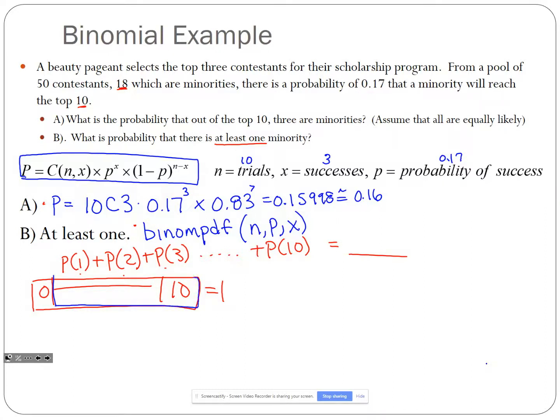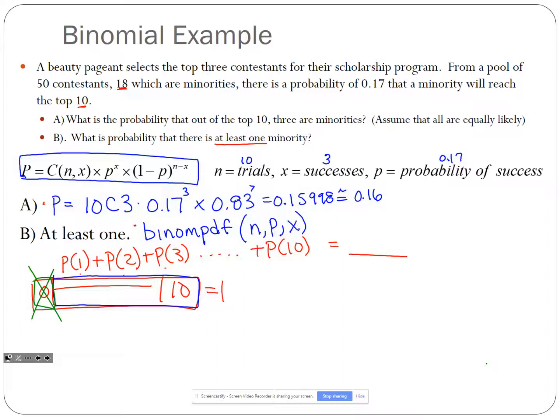I could do all of these calculations. Or why don't I just figure out the probability of none and take it out? What you're going to be left with is all of the rest of the probabilities added together. That is how I'm going to do it because I have other things that I need to do. So I'm going to do this in the calculator.